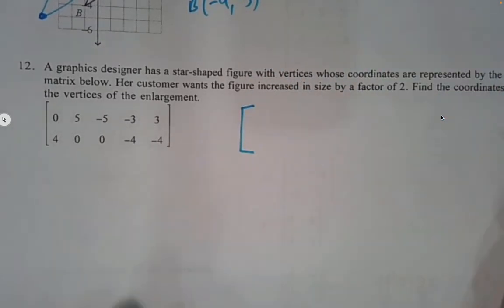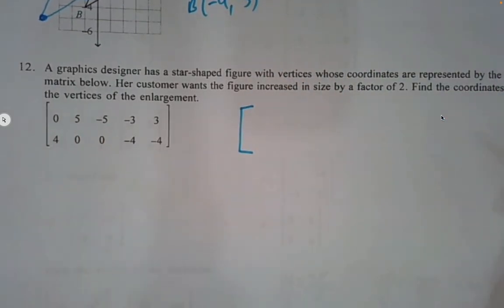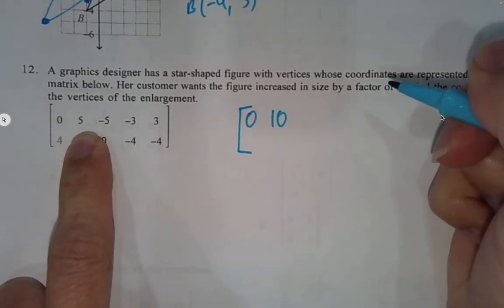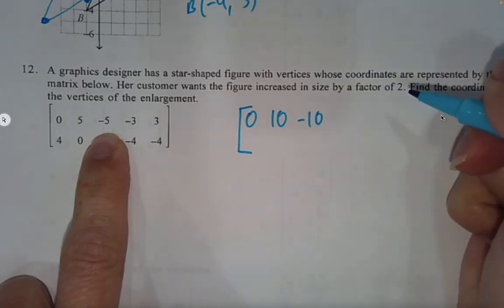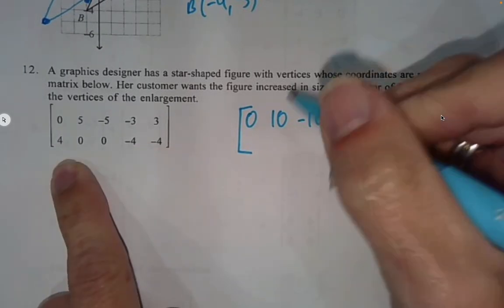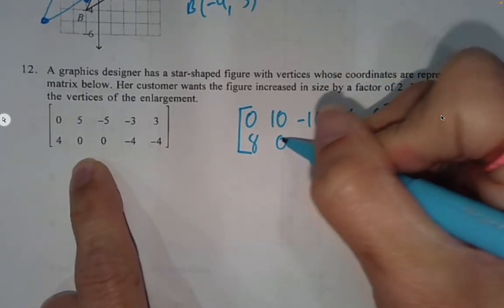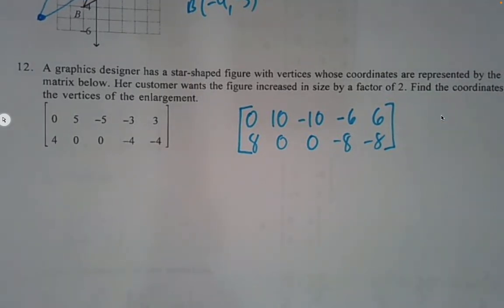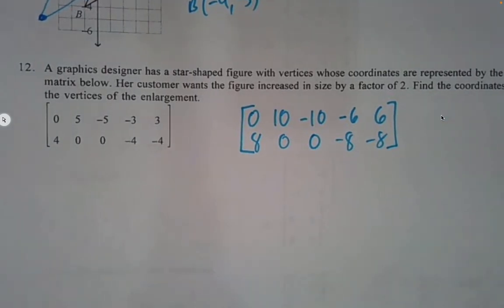Okay, what's your new coordinates? And you can leave it like this. I would just do 0. What's 5 times 2? 10. Negative 10. Negative 6. Yep. 6. Okay, then we get 8, 0, 0, negative 8, and negative 8. Yeah, because we kind of did some of those, right? Where we multiplied. So I felt like y'all could do that one. That's it. That's all it wants. Just multiply by a factor of 2. And we're done.